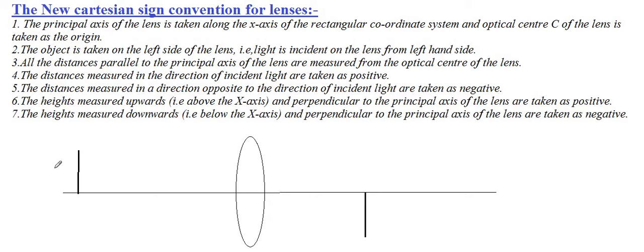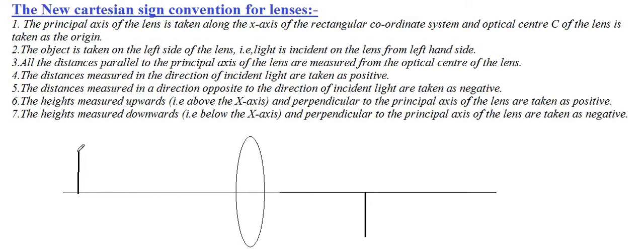between sign convention of mirror and sign convention of lens, and the difference is that in case of mirror we used to measure the distances from pole of the mirror, but in case of lens we used to measure the distance from optical center. So let's discuss the sign conventions for lenses.